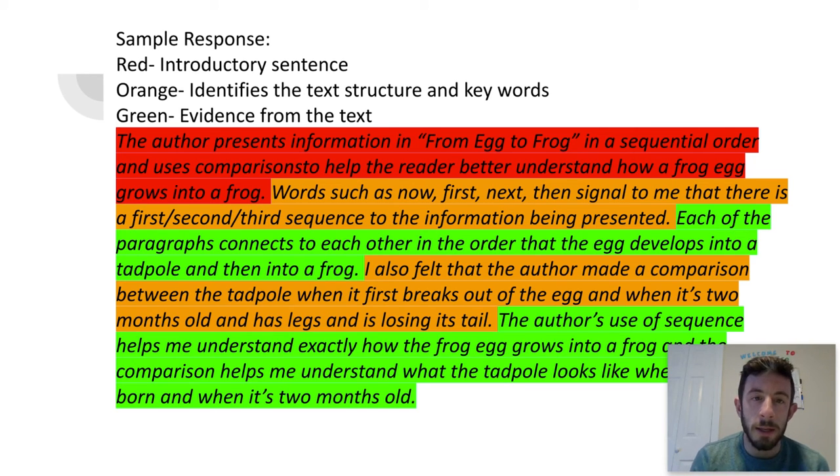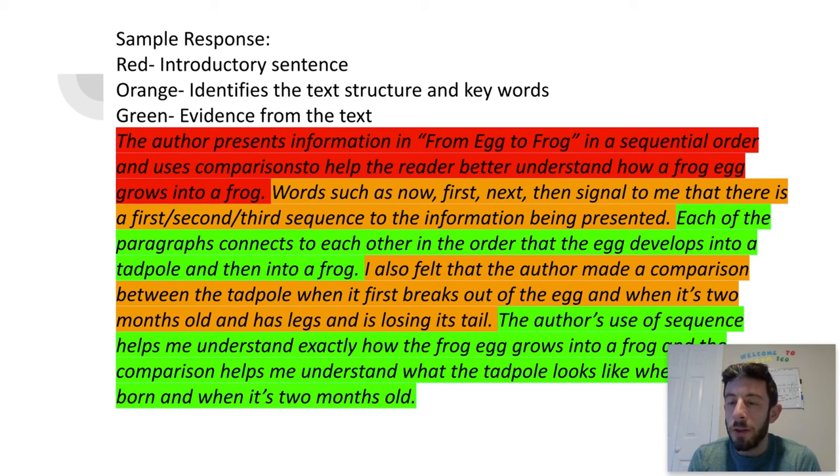The red is an introductory sentence. So I'm identifying the text structures in my first sentence. I'm saying the author presents information from egg to frog in a sequential order and uses comparisons to help the reader better understand how a frog egg grows into a frog. Do you see how in my first sentence, I'm already identifying the text structures? I'm not doing anything but that.